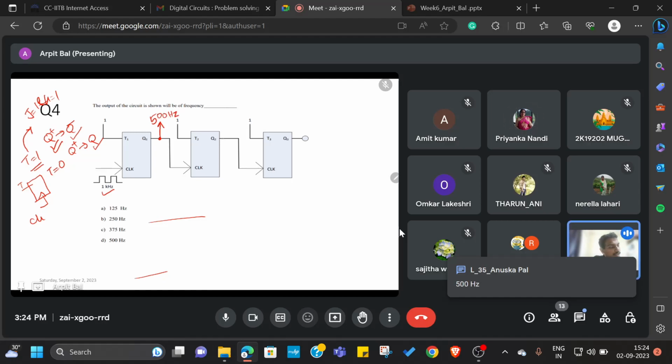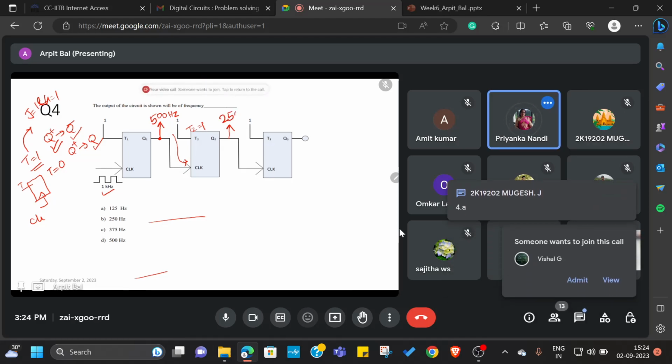Similarly, that 500 hertz is being used as a clock for the second flip-flop, and the input to the second flip-flop T2 is equal to 1. So what is going to be the output frequency at the end of the second flip-flop? 250 hertz. Yeah, 250 hertz.